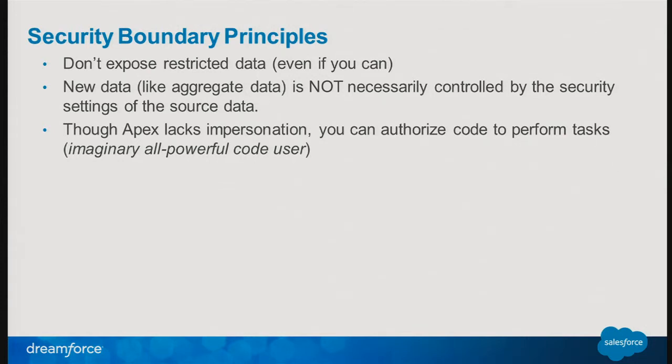There's a concept in computer science in many platforms called impersonation, the ability for you to create code that runs in the context of an arbitrary user. The only place this exists in Apex is in unit testing. It does not exist in real code. But even though Apex lacks impersonation, this concept of using Apex as a super user that's able to do things on your behalf is incredibly powerful, and you can use it in many, many places.